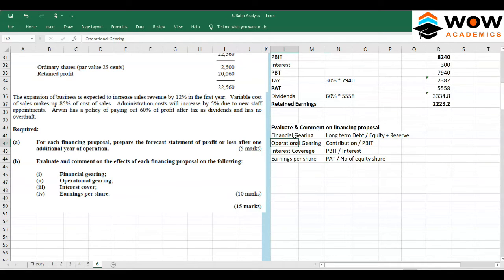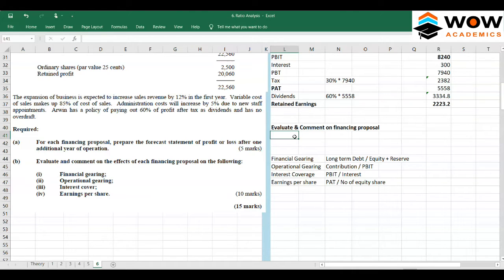These are the ratios. So to work out these ratios, we should have some headings. So we'll have the ratio name here. We'll have the calculation part, and we'll have the output of the ratio here. Okay, so I think you can start.